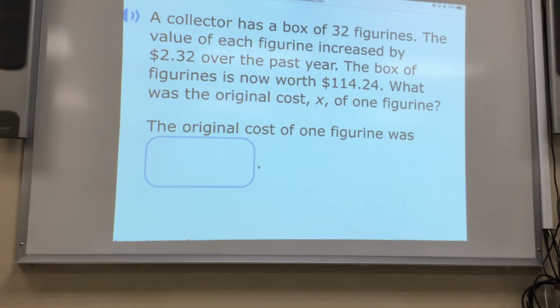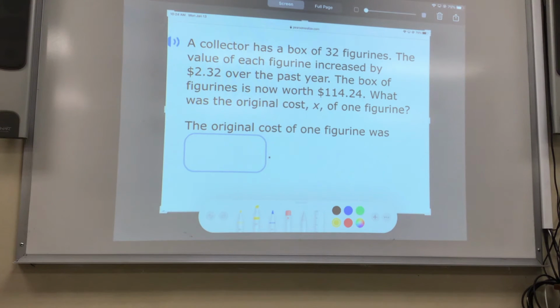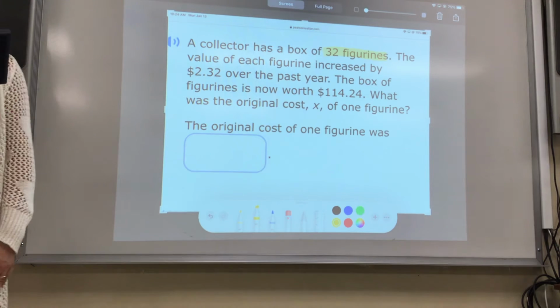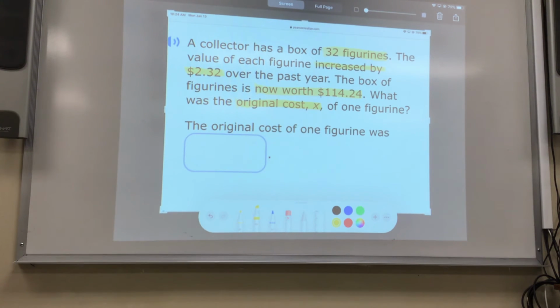So in your notes, I want you to write down a couple of things. One, write down that you have 32 figurines. You need to know how many you have. Last time we worked on a problem like this, it was 10 graphic novels. Now it's 32 figurines. Increased by $2.32. You need that. And now worth $114.24. Write down everything I have highlighted. Also write down original cost x. That's what we're trying to find.